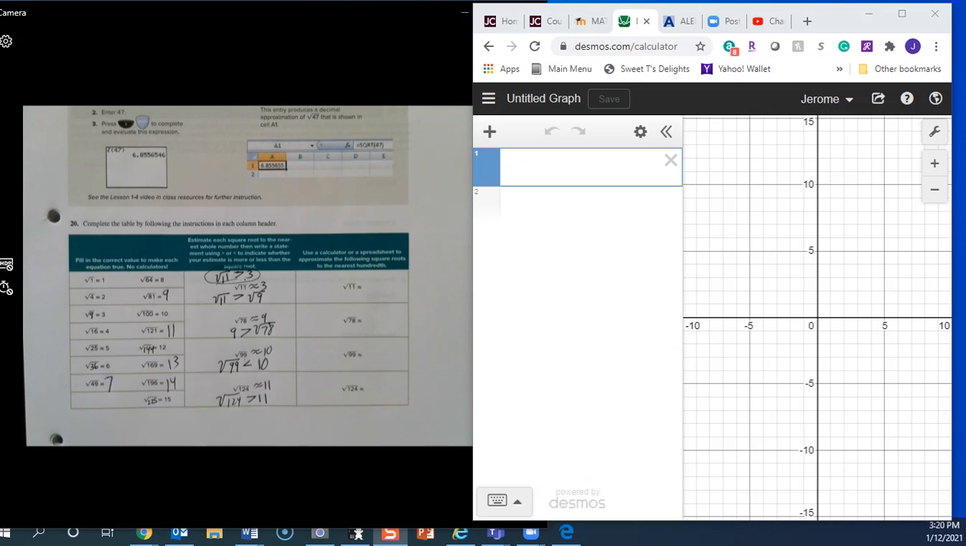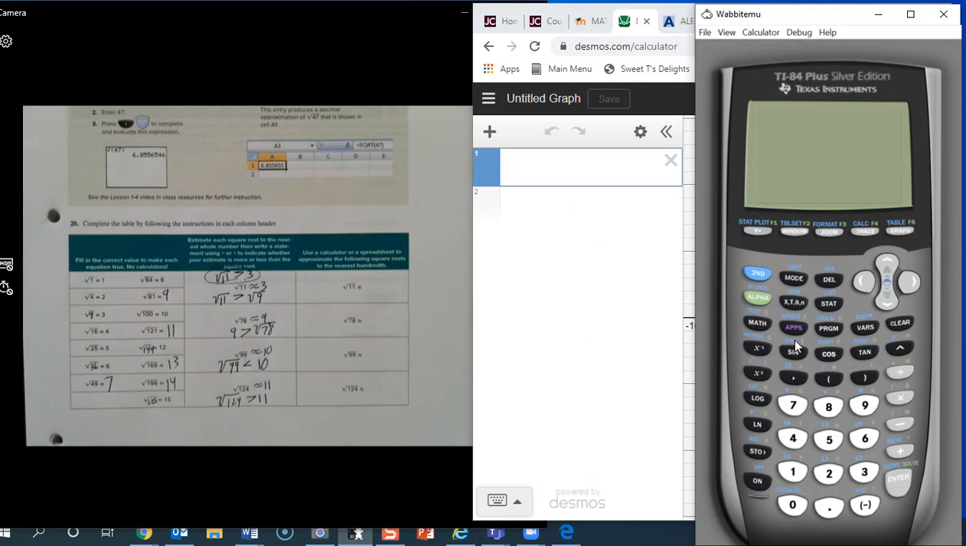Okay, now we come here to the next side. It says use a calculator or a spreadsheet to approximate the following square roots to the nearest hundredth. Now I'm going to show you how to do this on both the Desmos calculator and the TI calculator, but I'm going to do all of them in the Desmos calculator. I'm going to show you one in both. So here, let me show you the TI calculator first.